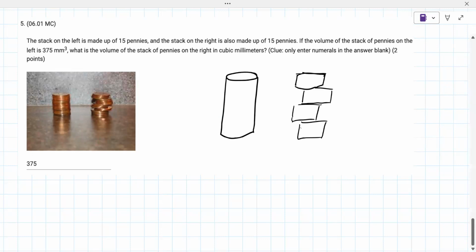Got it. So in this case, the stack on the left is made of 15 pennies and the stack on the right is also 15 pennies, and the left has 375 millimeters cubed, so the one on the right would also be 375 millimeters cubed, since you're not losing any volume by disarranging it. So it would be 375, right?